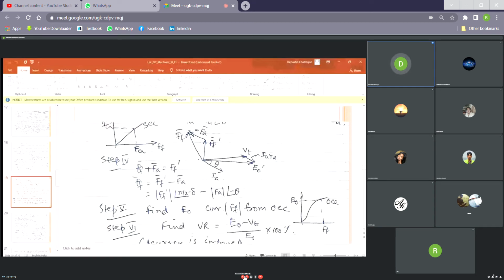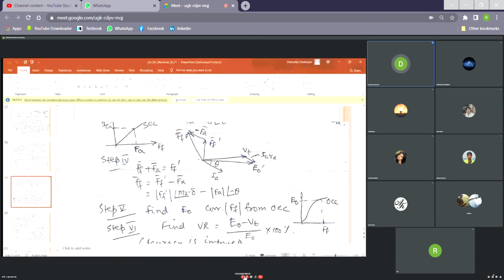Now once you have found FF, from the OCC corresponding to FF, you can easily calculate E0. Once you know E0, you can directly calculate the voltage regulation from that formula, E0 minus V by E0 into 100%. So these are the steps that you can use to find voltage regulation through the MMF method.